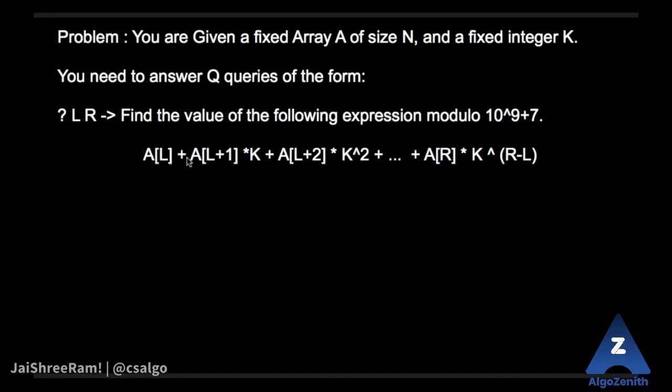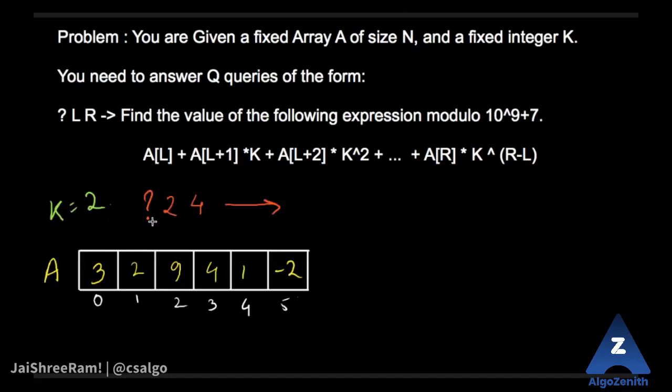A of L plus A of L plus 1 multiplied by k plus A of L plus 2 multiplied by k square, and so on, right? As you can see, you have the first one multiplied by 1, the second one multiplied by k, then k square, then k cube, and so on, and you multiply these terms with the subarray L to R, and you need to find this value modulo mod. Whatever operations we'll be doing, we do modulo this value. So let's quickly have a look at an example.